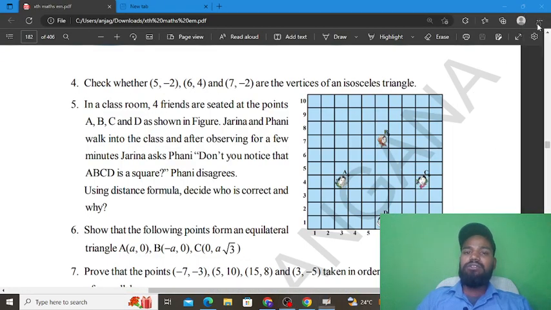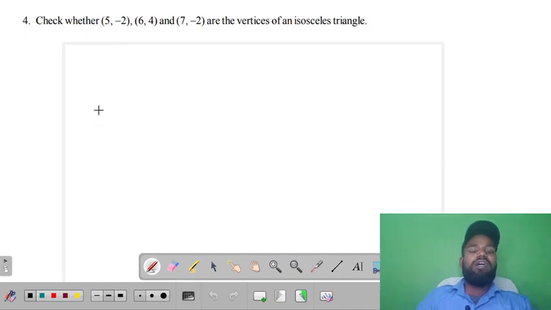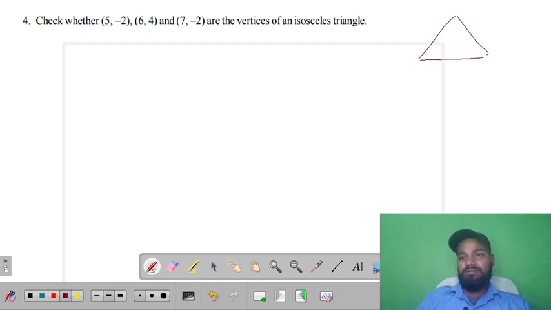Now see the fourth question. What is the fourth question given? The fourth question is: check whether the points are vertices of an isosceles triangle or not. First of all, we know what an isosceles triangle is. In an isosceles triangle, two sides are equal. If any two sides are equal, then we call the triangle an isosceles triangle.